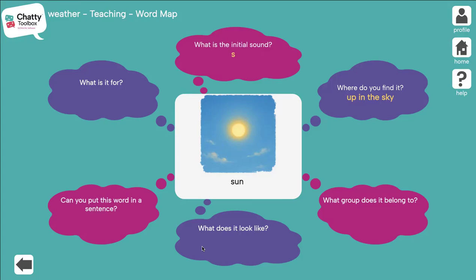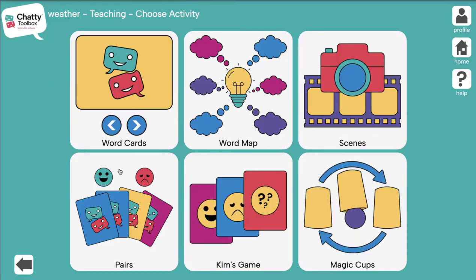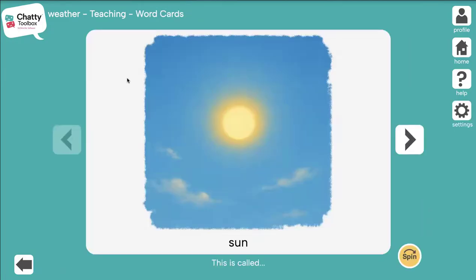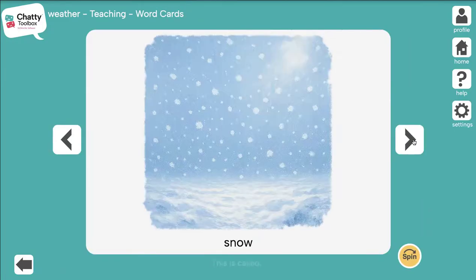Keep an eye on the ones that aren't remembering. They'll obviously need a bit more input. But it's all ways of giving extra exposure to each word. So you work your way around that, but I would only tend to do that once I've actually done some main teaching. And to do my main teaching, I'm going to go into word cards, and this will bring up each of the words in this category. And we can go through in a very broad way, just teaching each noun.